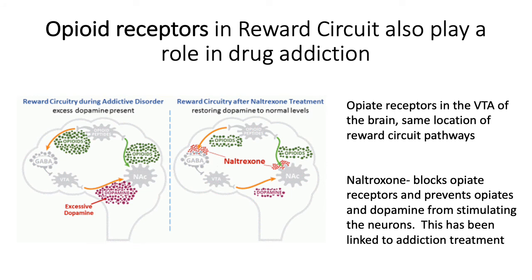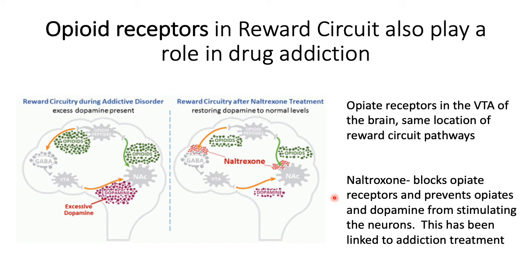Opioid receptors are also associated with the reward circuit, and there are neurons that contain those receptors. Basically those receptors are also found in the VTA. So we know that the VTA is that special brain structure, and they are also found in other locations of the reward circuit pathway that we had talked about earlier.